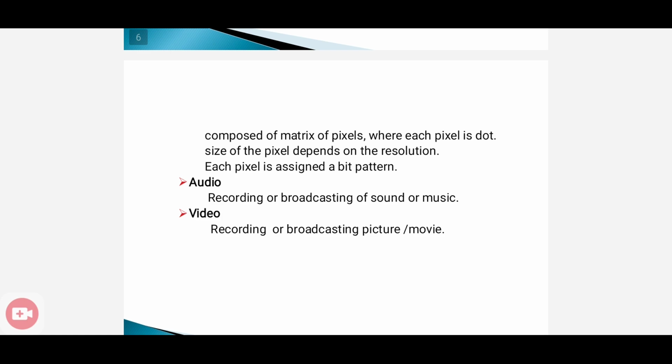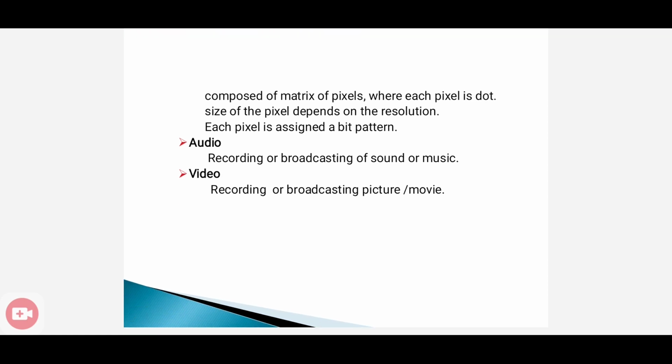Also, we can represent the data in an audio or video format. Audio is for recording or broadcasting sound or music, and video is for recording or broadcasting pictures or movies. So these are all the data representation formats that we use in a communication system. So we have text, number, image, audio and video representation. Okay.